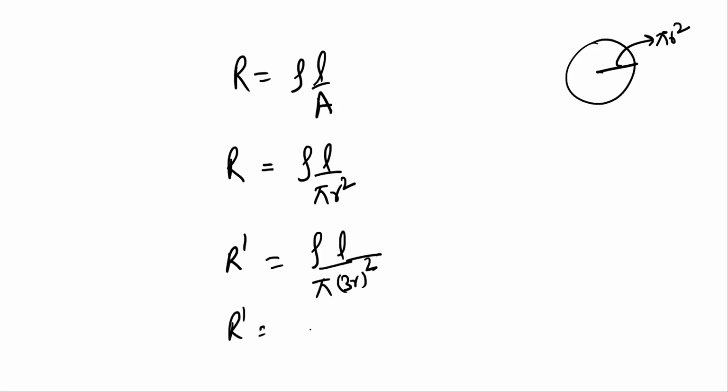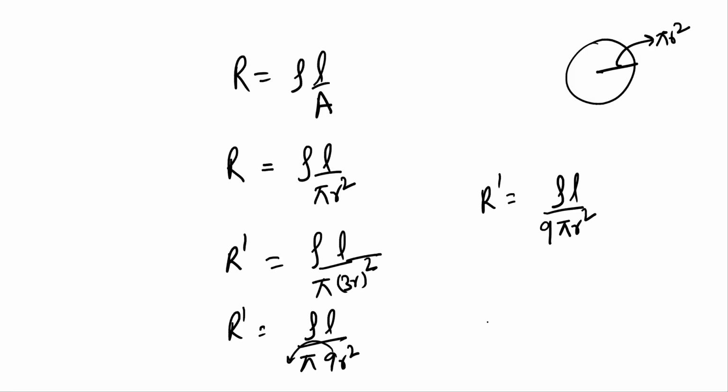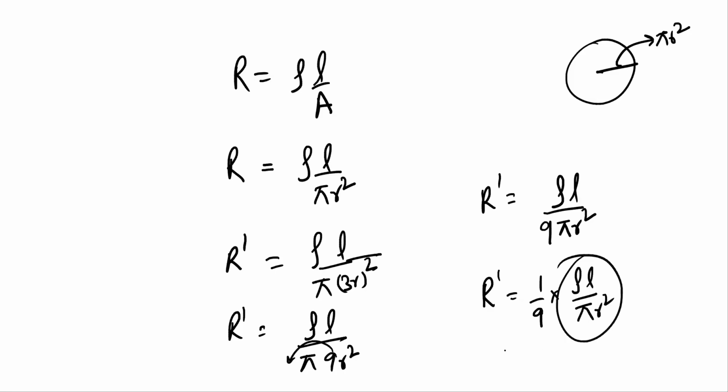Now R dash is equal to rho L by pi into 9 r square. Bring this 9 to this side: R dash is equal to rho L by 9 pi r square. Now you can write R dash is equal to 1 by 9 into rho L by pi r square, and this is the original resistance. So R dash is equal to 1 by 9 of the original R.